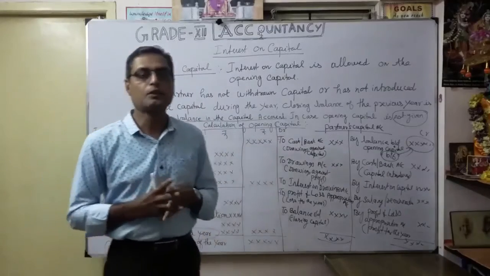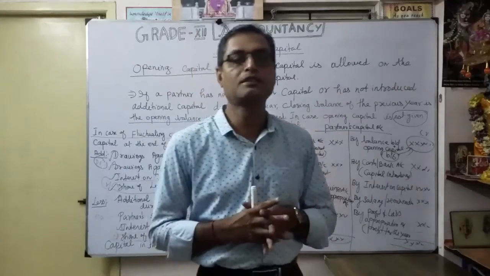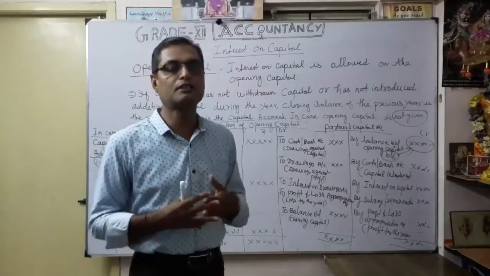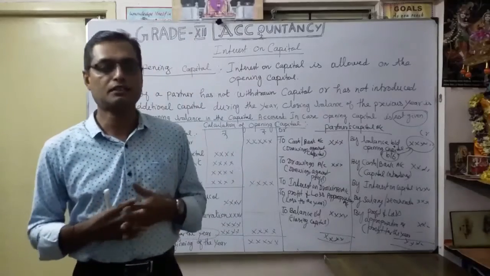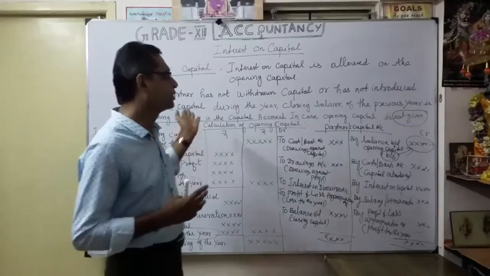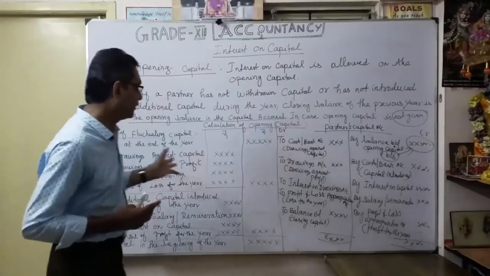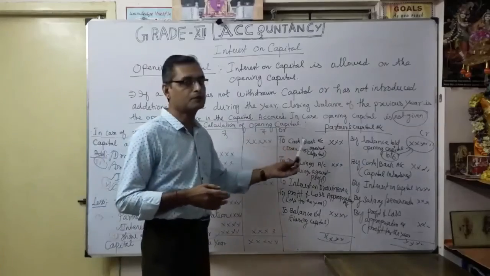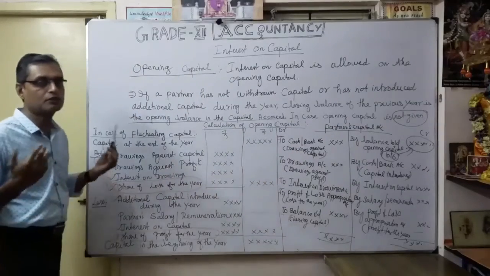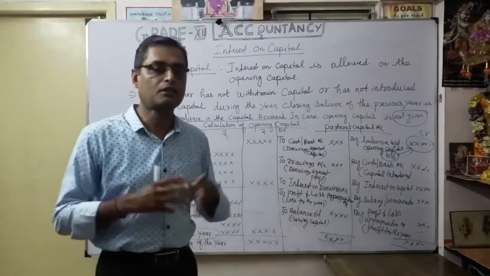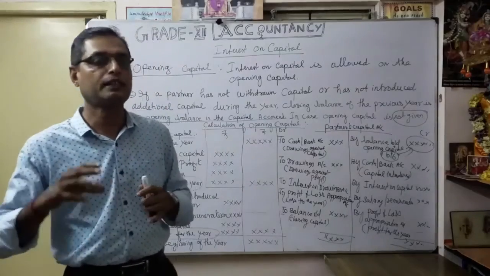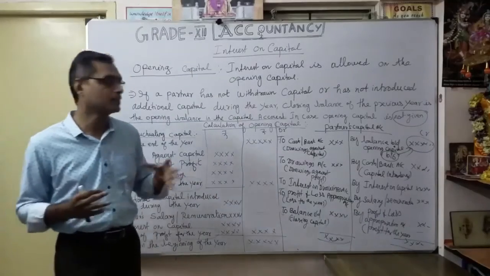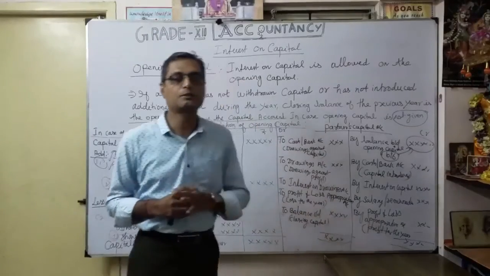So whenever profit is available but its appropriation is not given, that is the first one. Second one, any additional capital introduced, how you are going to calculate interest on capital. Third one, suppose opening capital is not given, how you are going to calculate opening capital, whether fixed capital or fluctuating capital. Thereafter, you calculate interest on capital. Okay. Accordingly, you have to work out interest on capital. That's why the separate discussion on interest on capital is very, very important. So based upon that, we will work out the problems later.